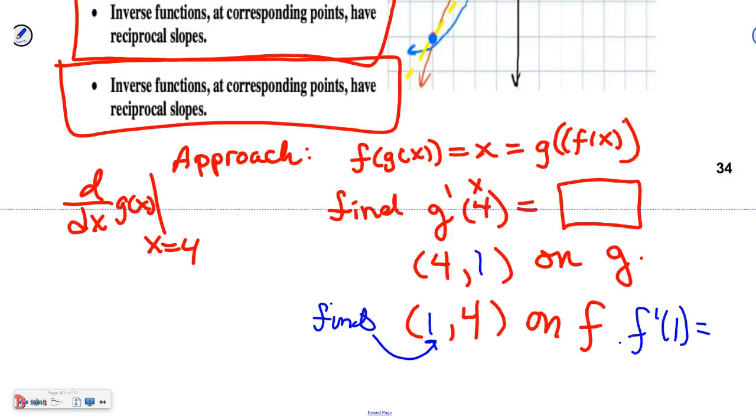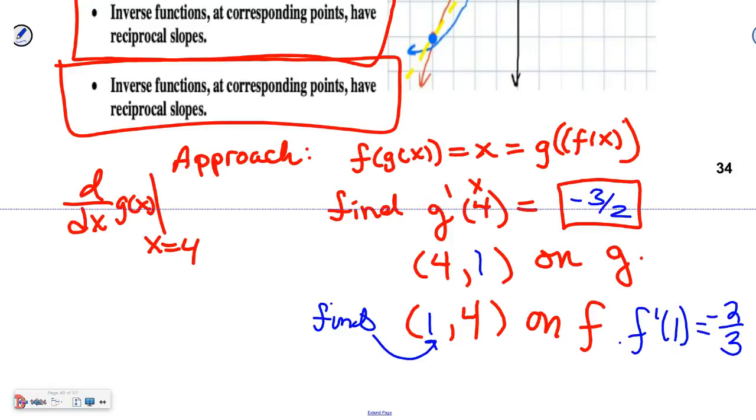They will either hand it to you, it'll be on a table, or you'll know F, and you'll be able to take the derivative. And let's suppose you get negative 2/3. That'll be easy to find, trust me. And then I'm going to repeat that phrase. Inverse functions at corresponding points have reciprocal slopes. So G prime of 4 will be the reciprocal of F prime at 1. At corresponding points, they have reciprocal slopes. So what would my answer be? Negative 3/2. Okay? And that will be my answer.